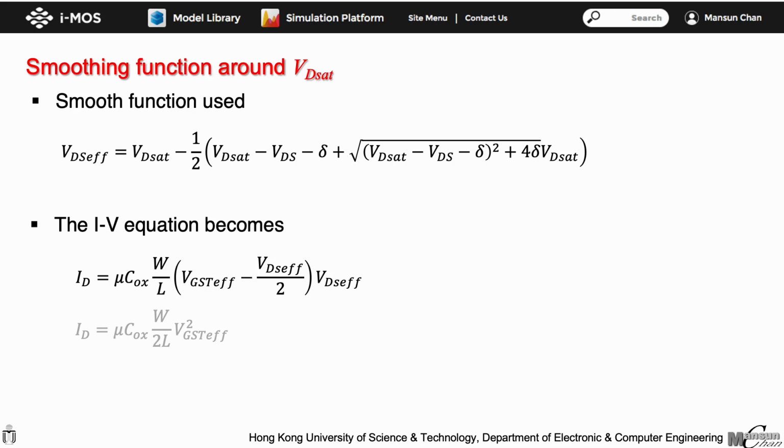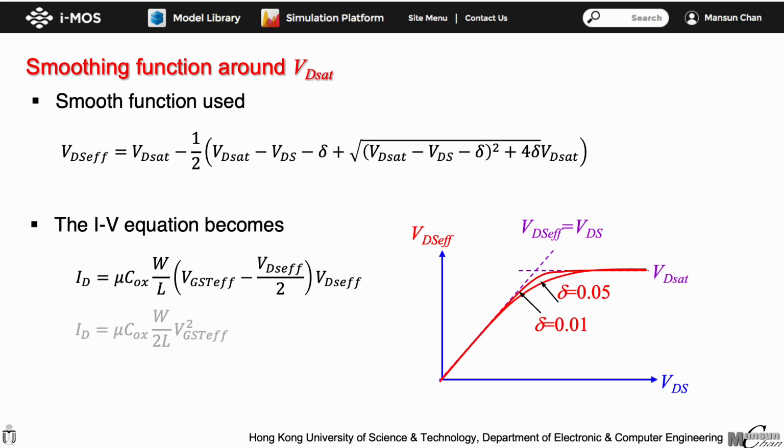The characteristic of VDS effective is shown in the figure here. From the figure, it can be seen that at small VDS, smaller than VD set, VDS effective is just approximately equal to VDS. When VDS becomes larger than VD set, VDS effective will be clamped at VD set. The value of delta controls the abruptness of the transition. The property of the function can be easily verified by using any software like Excel or MATLAB, which I will not cover here.